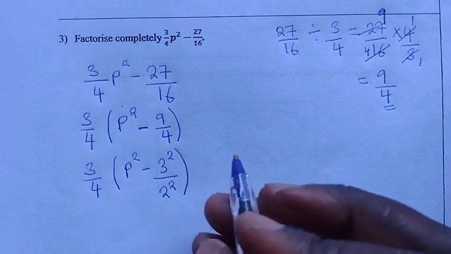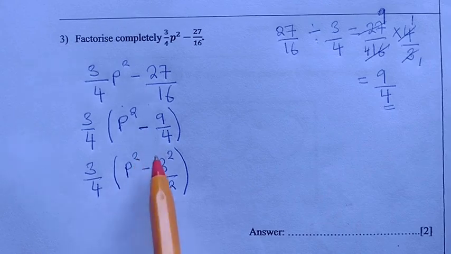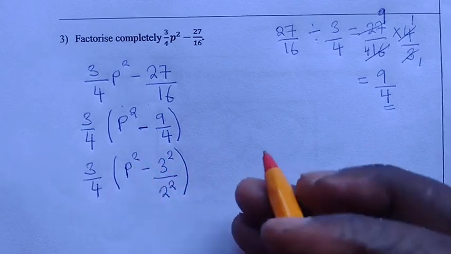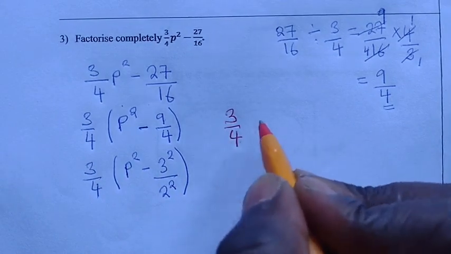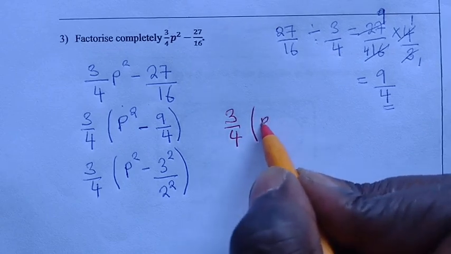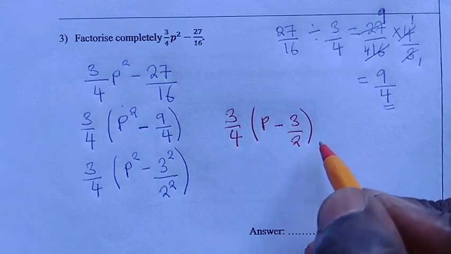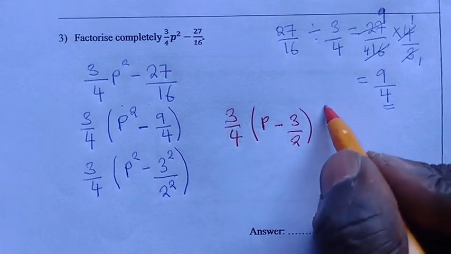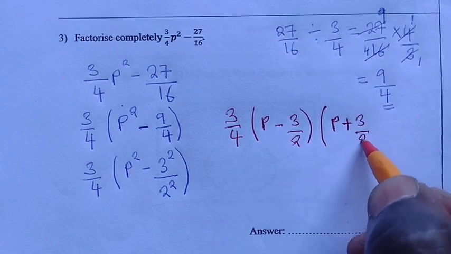So from here, we just need to apply the difference of two squares in brackets. You can see we've got square, square, square, and then there's a minus here. So we are going to write 3 over 4, open bracket, p minus 3 over 2. We are familiar with this. Then again, open bracket, p plus 3 over 2.